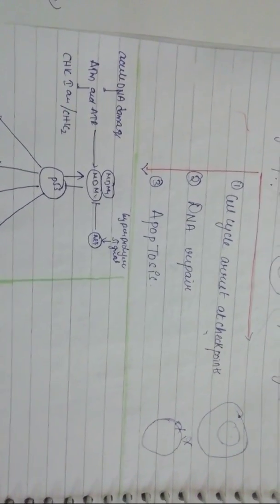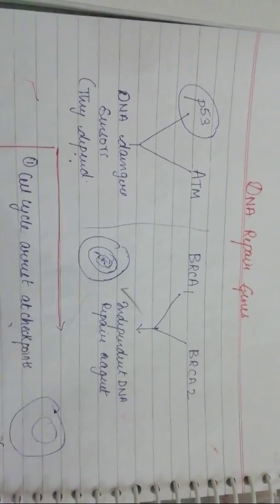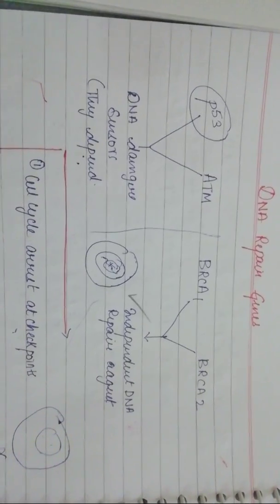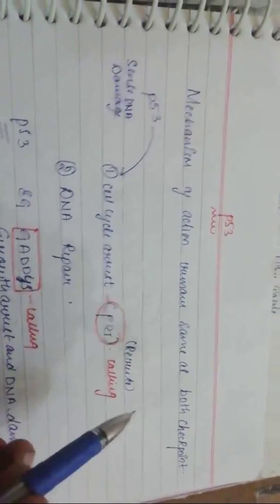So let us understand the mechanism of action, how P53 plays a very important role in the DNA repair genes. Let us understand the concepts here. The first thing you have to understand regarding P53 is that the mechanism of action remains the same at both checkpoints. You know that these are controlled by P53. P53 looks at the checkpoints, and the mechanism of action remains the same at both checkpoints.